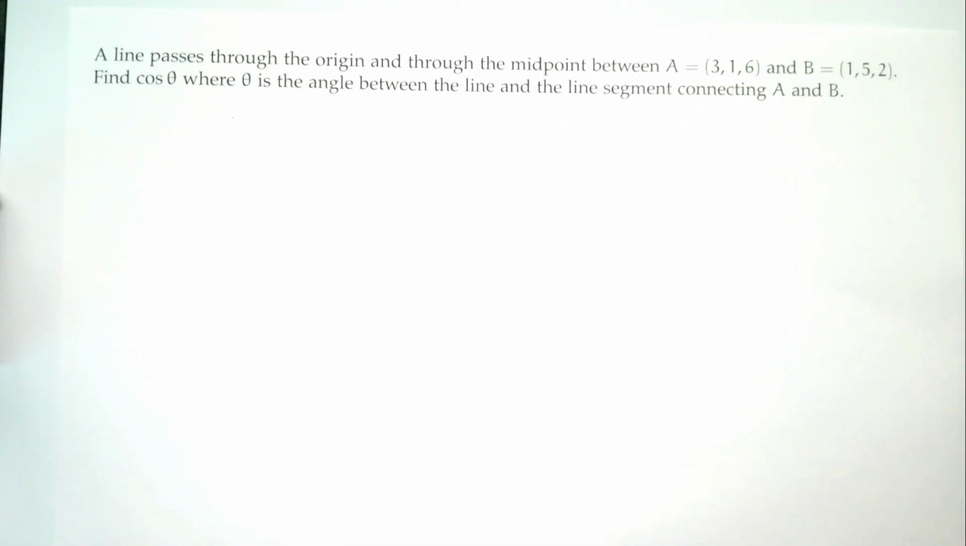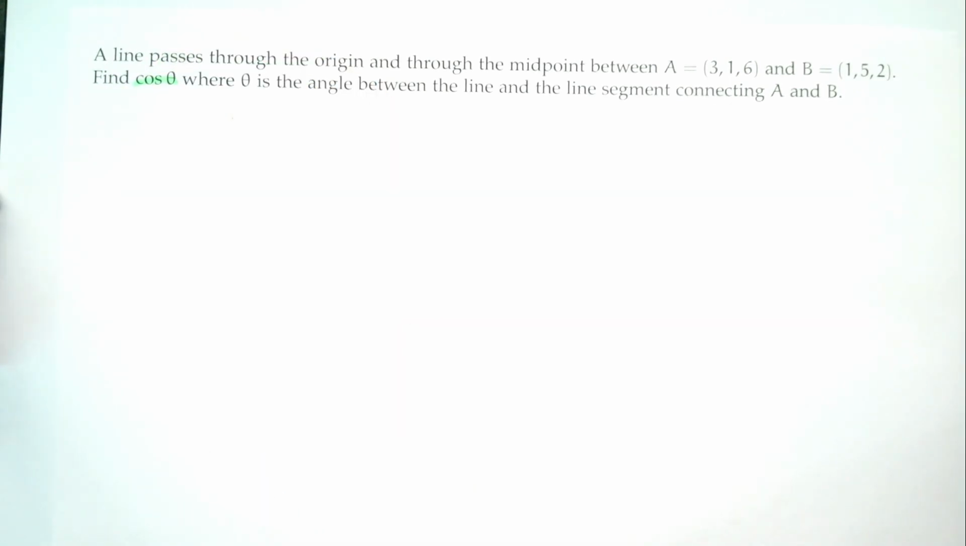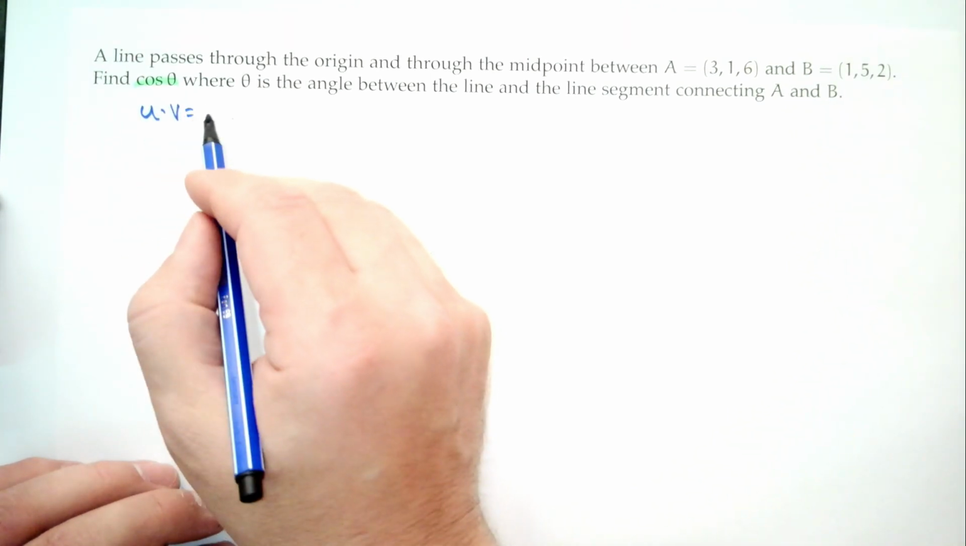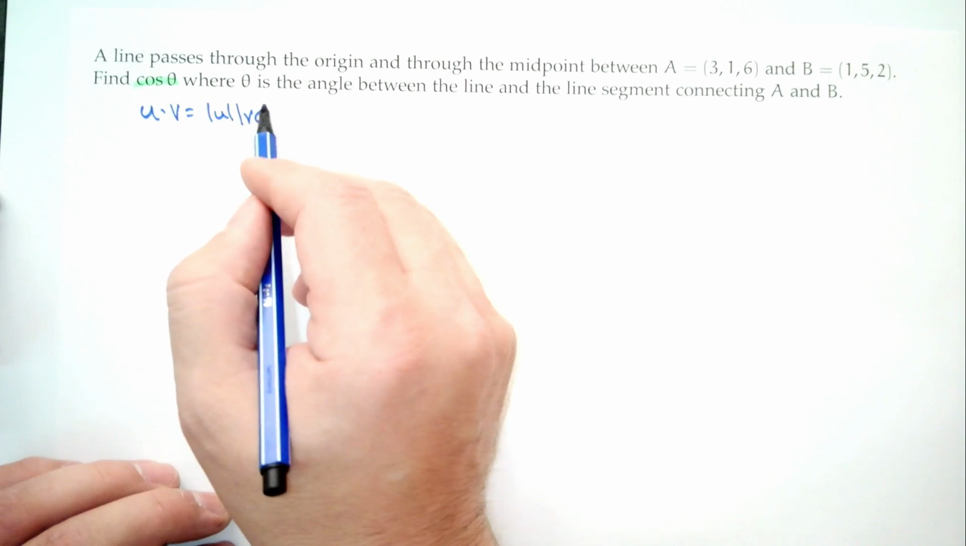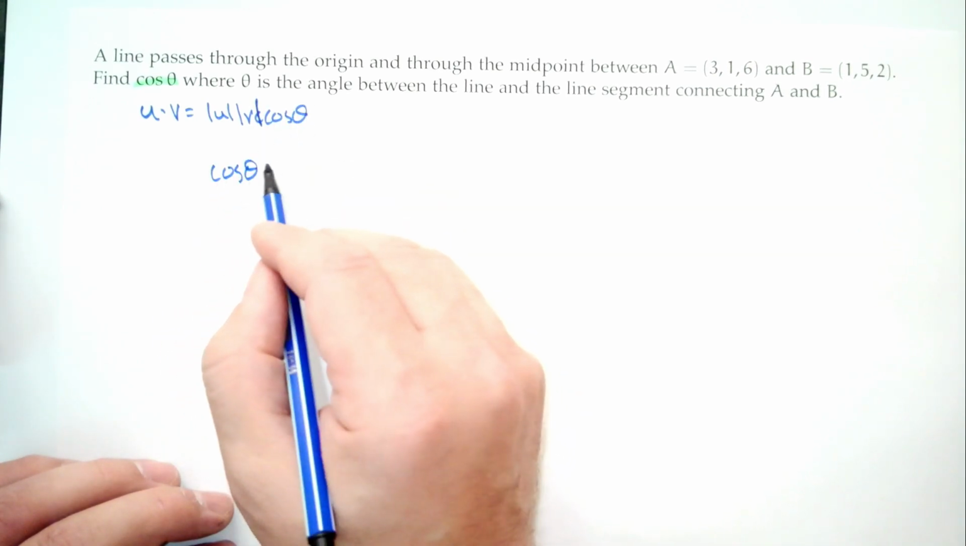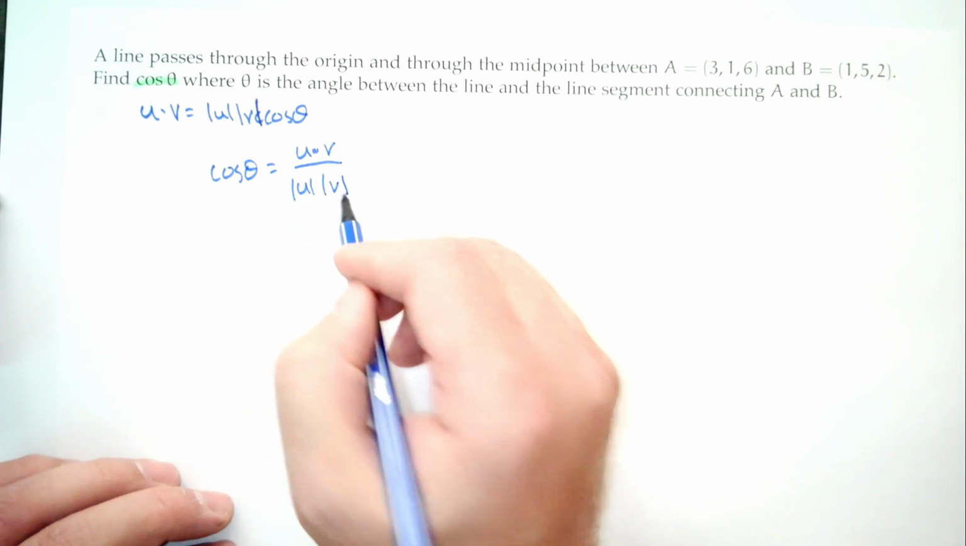A line passes through the origin and through the midpoint between A equals such and such and B equals such and such. Find cosine theta. Now, whenever you see a cosine theta, where do we see cosine theta? Yeah, the dot product is something we should remember. U dot v is equal to the magnitude of u, magnitude of v, cosine theta. So cosine theta is u dot v over the magnitude of u times the magnitude of v.